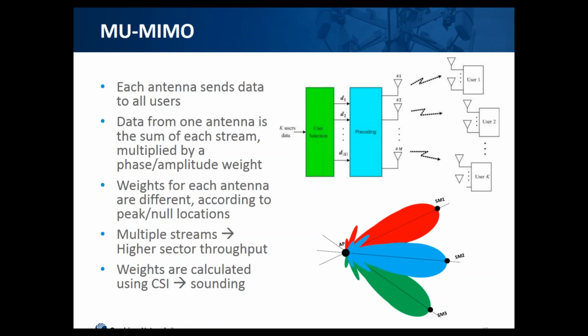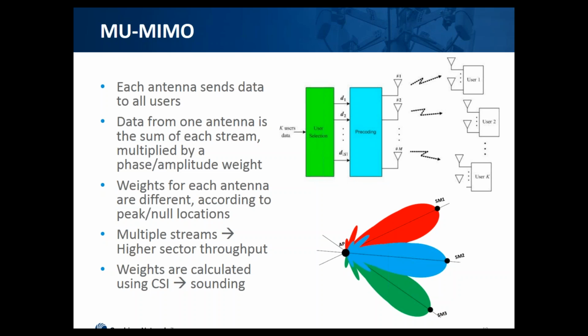We said that the creation of these peaks and nulls is done by multiplying the streams by weights before they are added and sent through the antennas. The weights are where the magic resides. They are the ones that point the beam and steer a null. But how are they calculated?